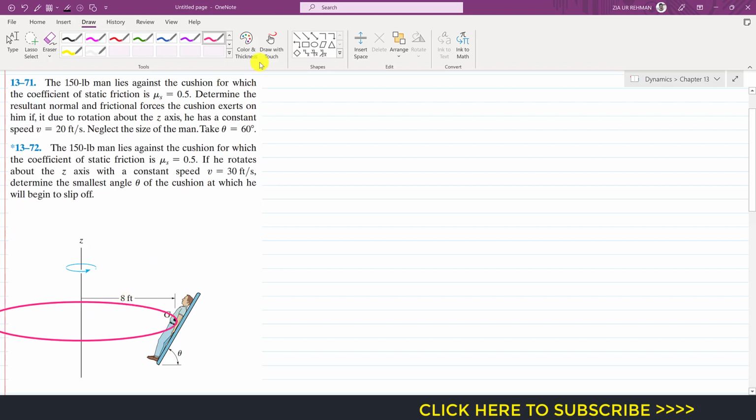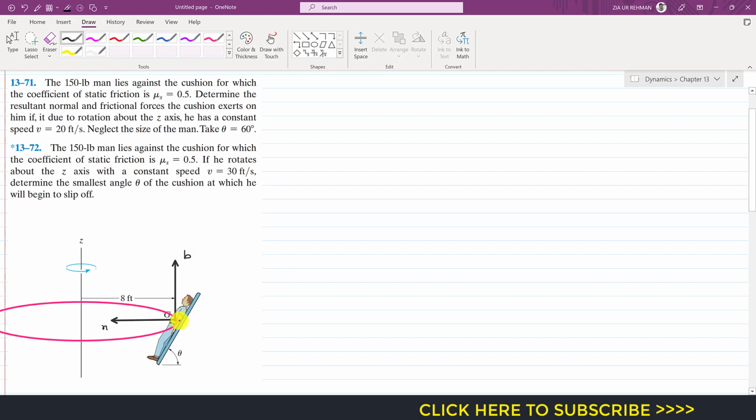So if we define our axes, our normal axis will be acting towards the center of this circle. This will be our normal axis, and the tangential axis, since it is rotating like this, will be into the screen, and the binormal axis will be parallel to the z-axis. So this will be our binormal axis.